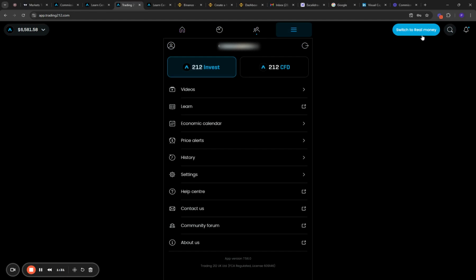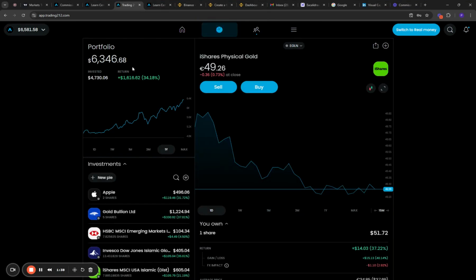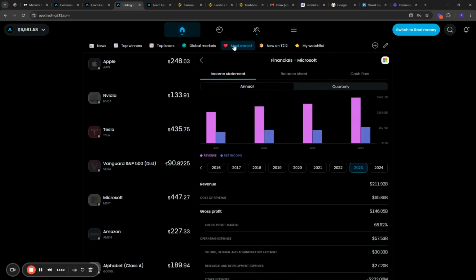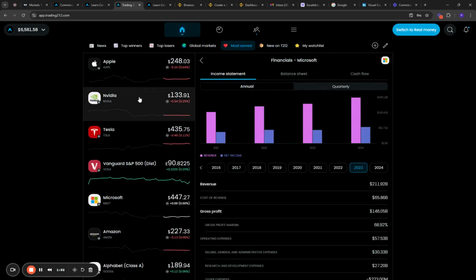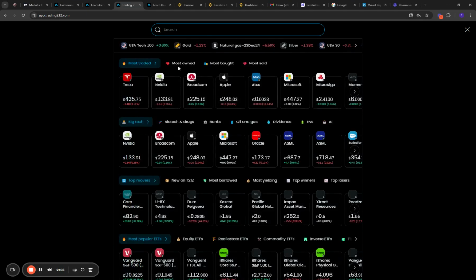You need to have some funds, but before that you just need to switch to practice or demo, where you will be given $5,000. With this $5,000 you can test, so you can buy and sell stocks. From home, you could see the most popular stocks like Apple, Nvidia, and if you go to the search, you could see different sections of investing, like real estate.